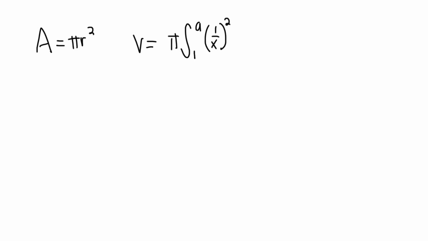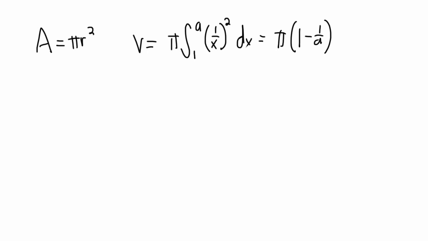I have an idea. Why don't we fill the trumpet with paint and let the new composite porous metal soak it through? We'll first need to find the volume by using an integral. The equation for the area of a circle is A equals pi r squared. When we take the integral of that, we get the volume is equal to pi times the integral from 1 to a of 1 over x squared dx, which equals pi times 1 minus 1 over a.